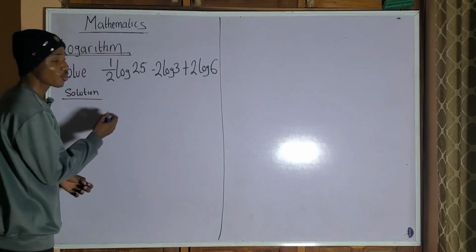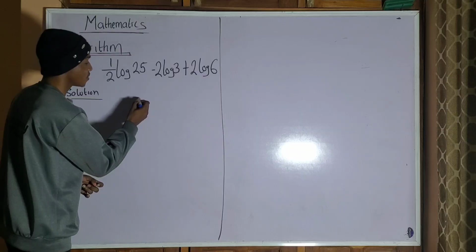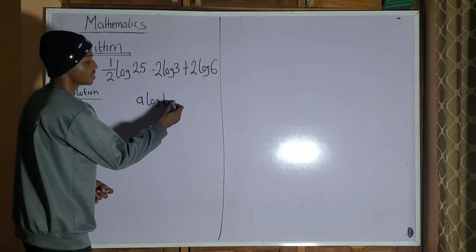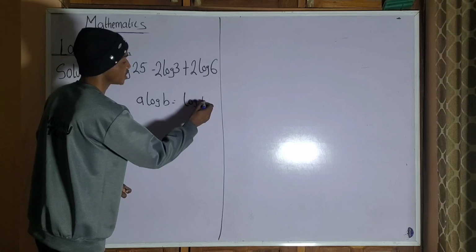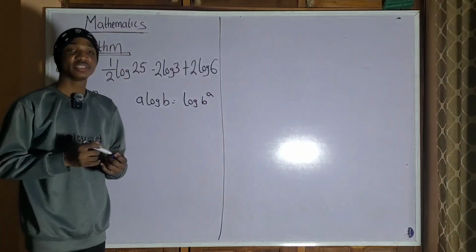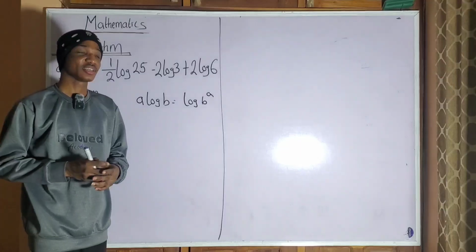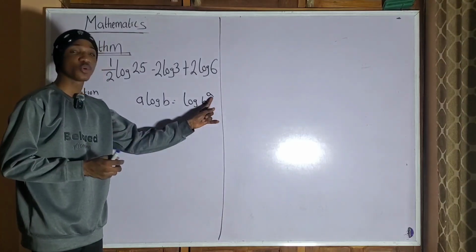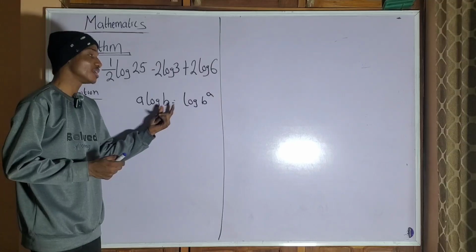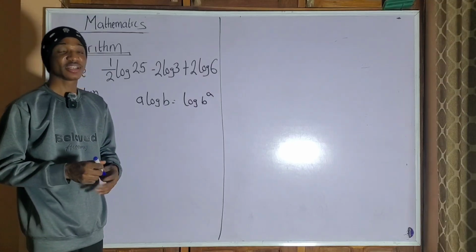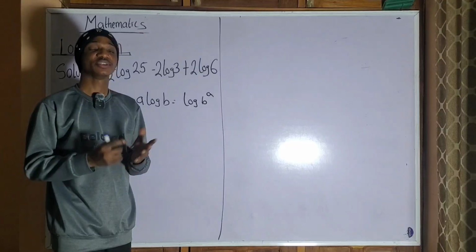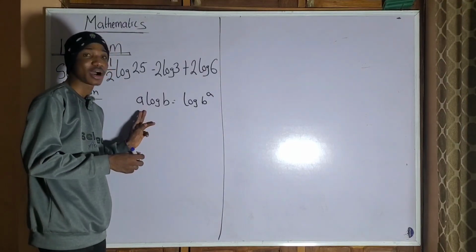Recall that according to the law of logarithm, if you have a log b, it can be written as log b raised to the power of a. Are you getting it? This law is called the log of a power. The log of a power is the product of the power and the log. That is, when you have a logarithm that is raised to a power, the result will be the product of that power and the log.